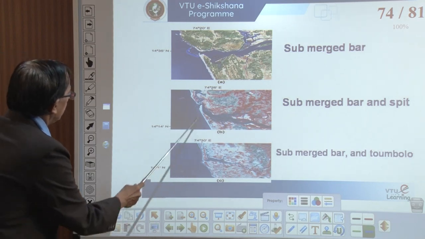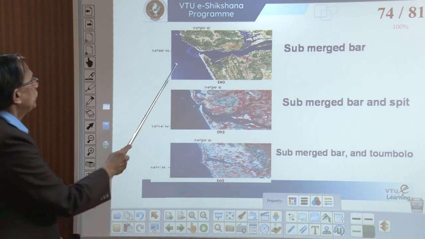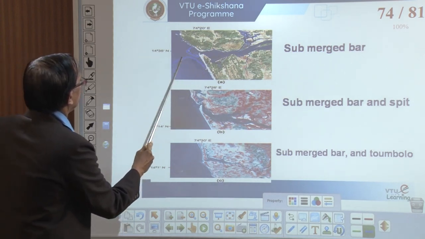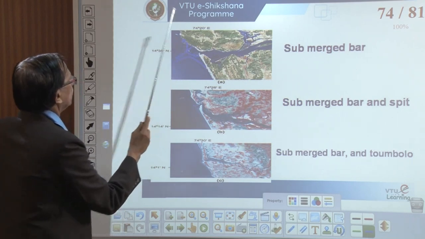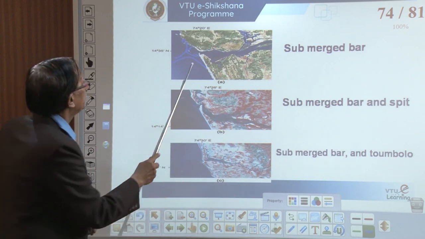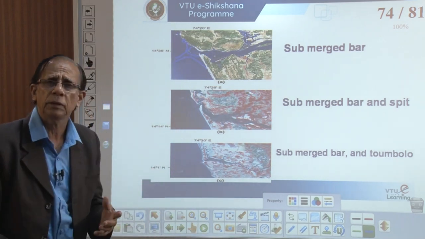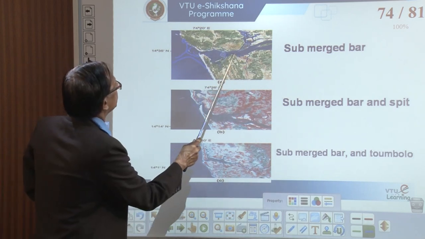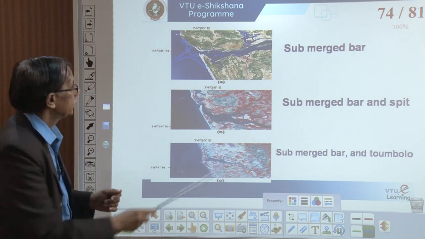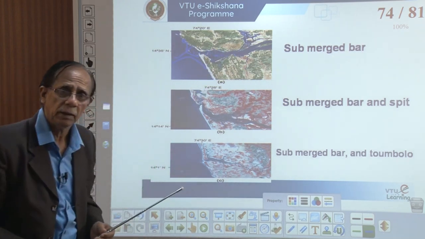We have a submerged bar. What happens? If waves are coming like this, they divert the waves. Once wave energy is diverted, a low energy zone is developed here. The moment it is low energy, siltation takes place, sediment accumulation.